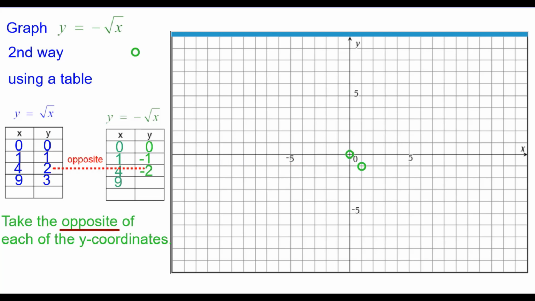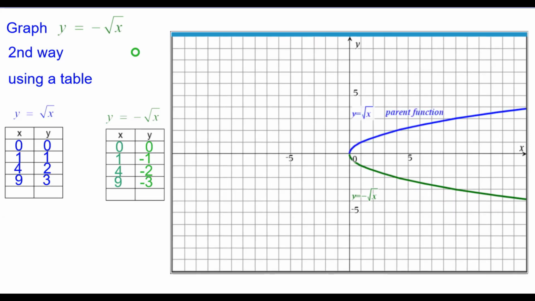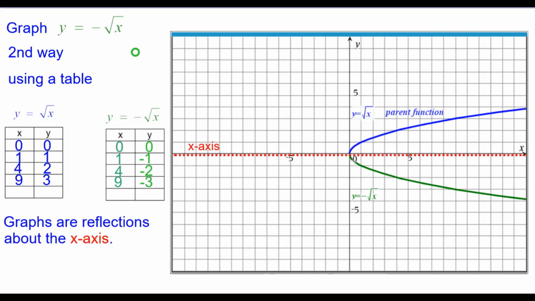The opposite of 2 is negative 2, so 4 comma negative 2. The opposite of 3 is negative 3, so plot 9 comma negative 3. And connecting the points, again, we get that halfway sideways parabola. Comparing that to the parent function, and again, the graphs are reflections about the x-axis.